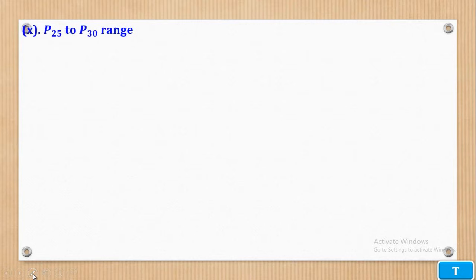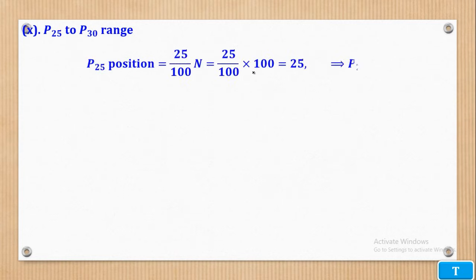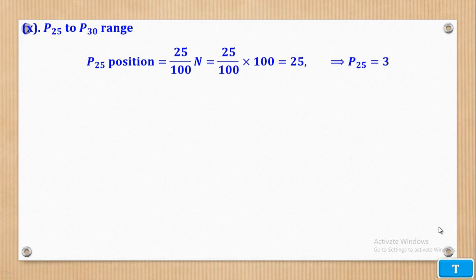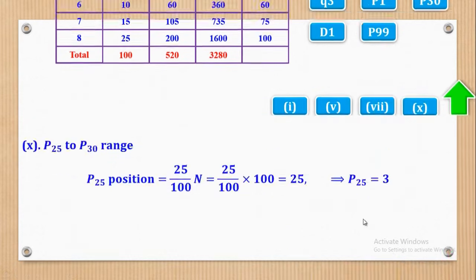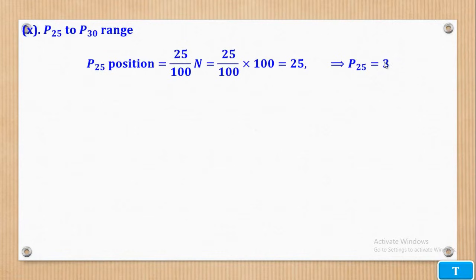Then Roman 10, they wanted the P25 to P30 range. So P25 position will be 25. So after getting the position, you'll go back to your table. First remove this, then I'll look for the P25 position, which is here and corresponds to 3. Therefore P25 is equal to 3, which is here.